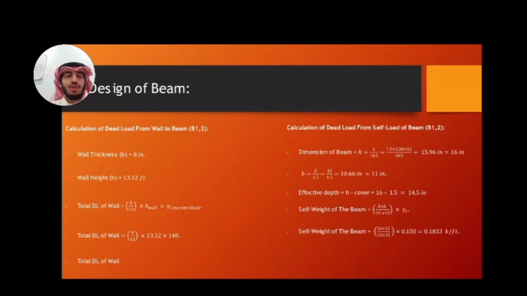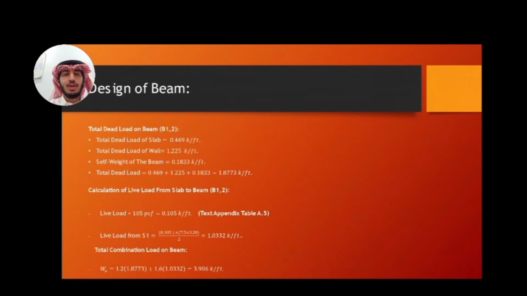We need the dimensions of the beam. We find the dimensions of the beam by these two formulas for the thickness and height. Then effective depth, which is h minus cover, and self-weight of the beam. Total dead load of the beam equals total dead load of the slab plus total dead load of the wall plus self-weight of the beam.